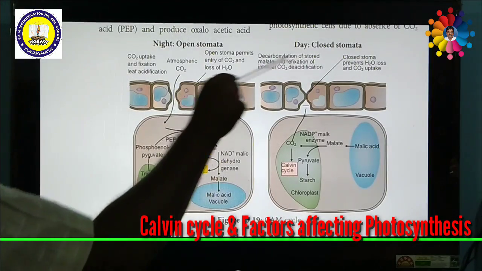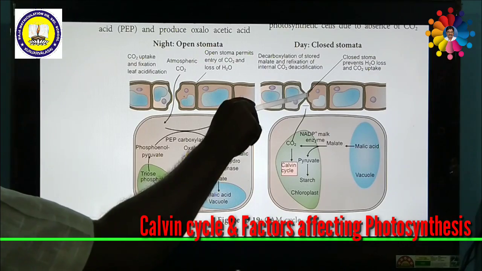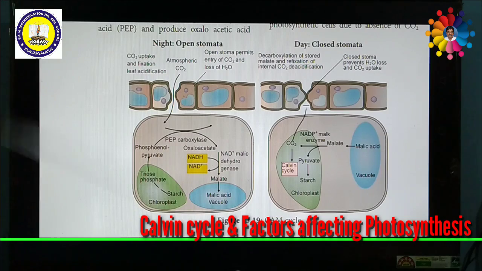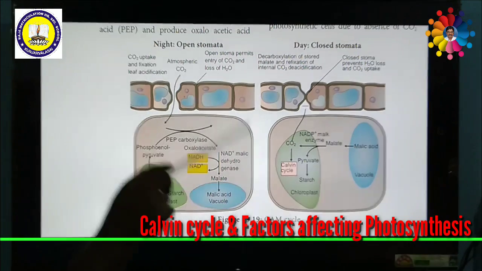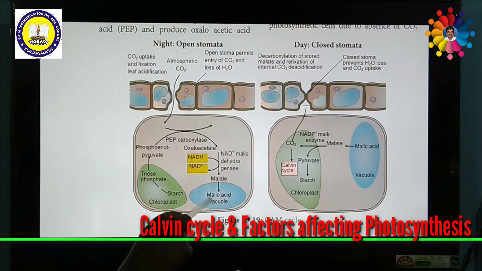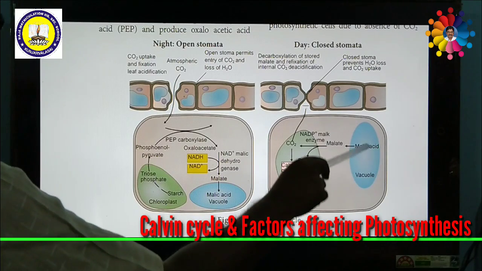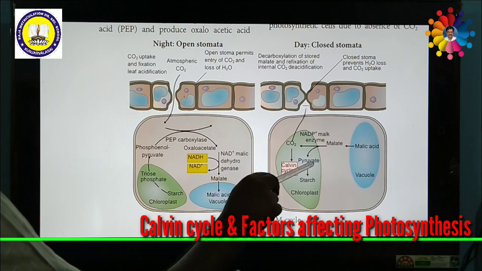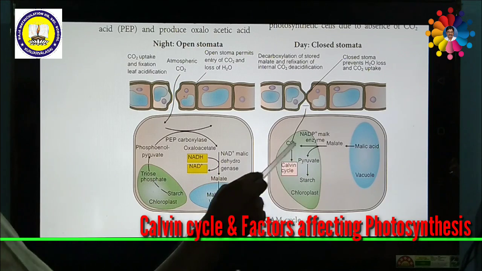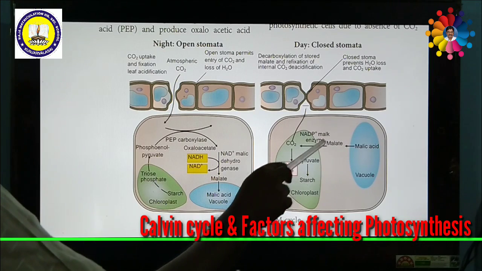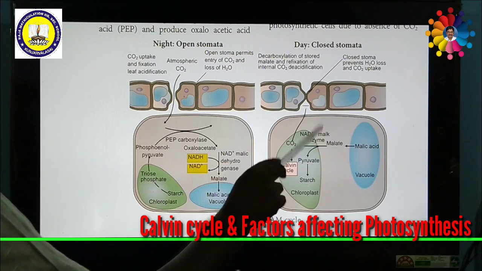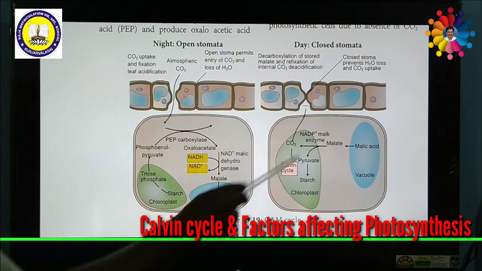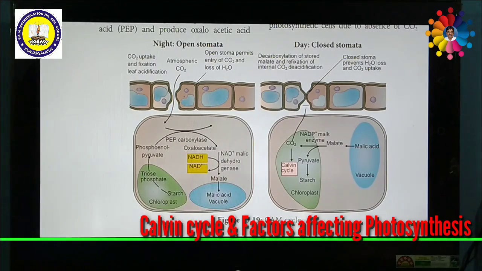So decarboxylation takes place. The carbon dioxide does not enter because the stomata is closed. But how does it take place? Already the malic acid is stored and breaks down to produce carbon dioxide and pyruvic acid. This decarboxylation takes place from the malate by the enzyme called malic enzyme. Then this will be fixed by the Calvin cycle. This type of process takes place during night.